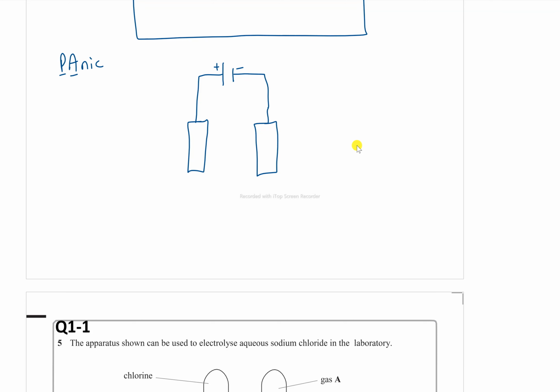Positive is anode, so this is anode, and negative is cathode, so negative is cathode. That's where you're at. Electrons flow out here and carry the charge.